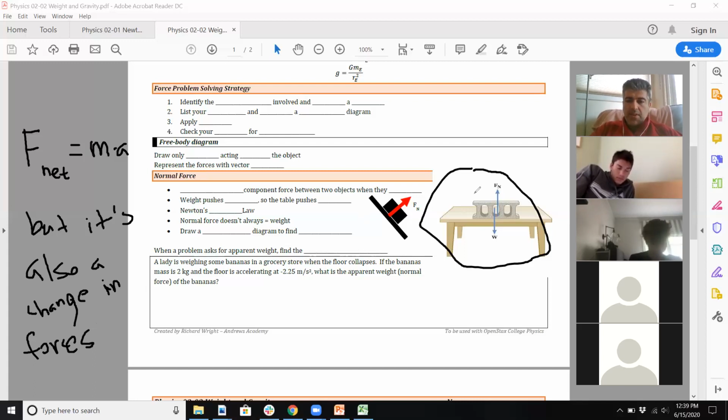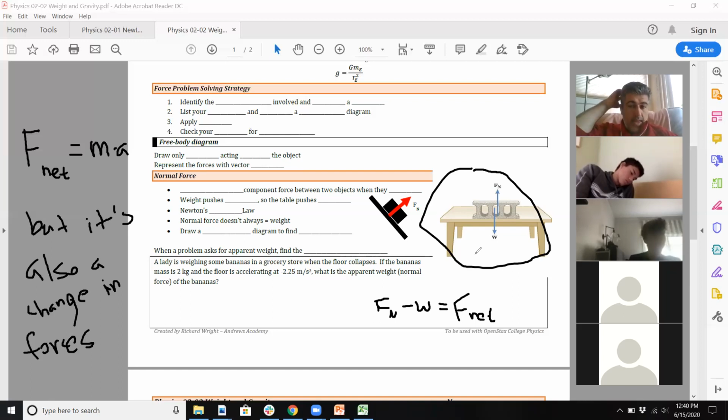Let's look at the situation again here. What two forces are acting on this? Normal force, which is positive, but the weight due to gravity is working against it, so we'll say minus W. And that's going to equal your net force. We consider normal to be positive because it's going up, and weight going down, so we make that negative. So it's going to equal MA.